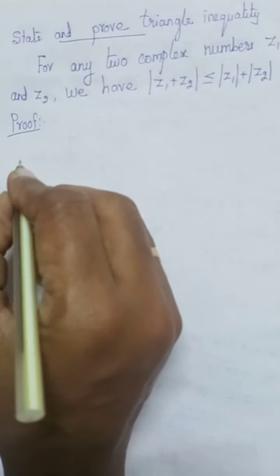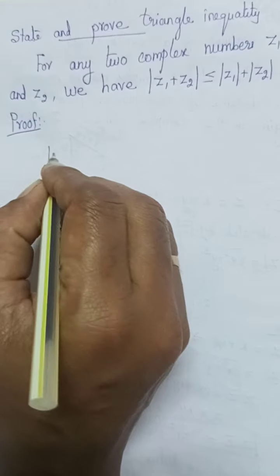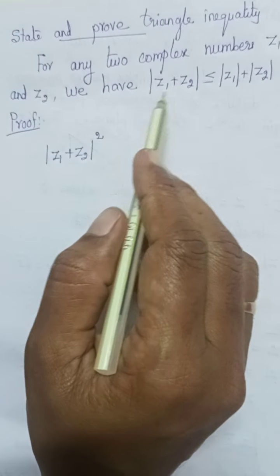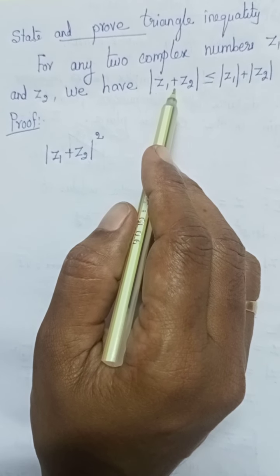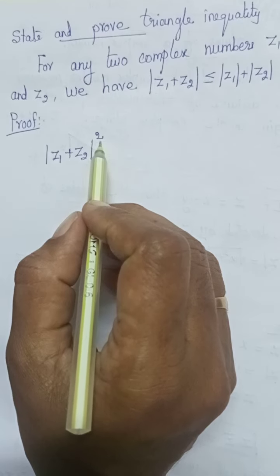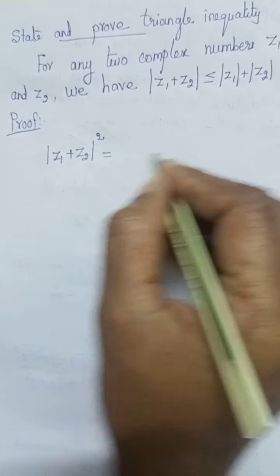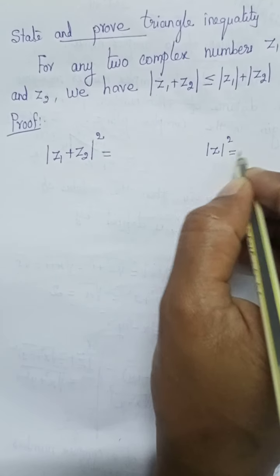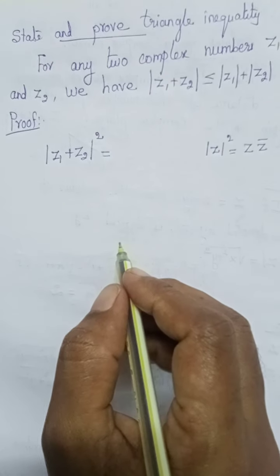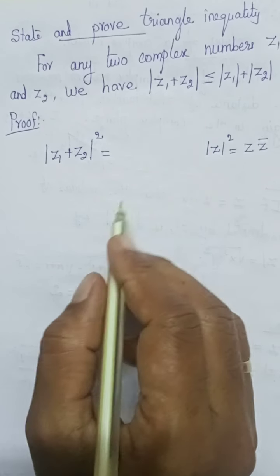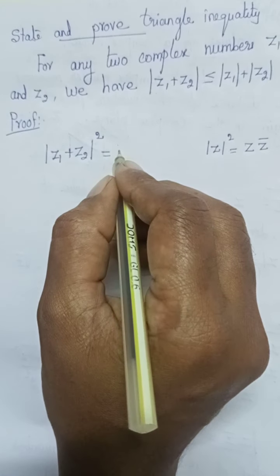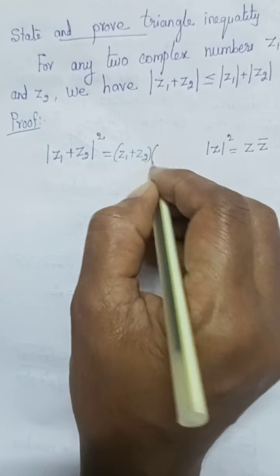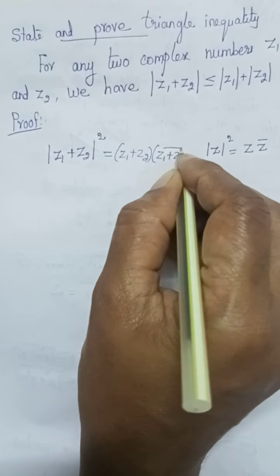Shall we prove it? In order to prove that, I am taking modulus of Z1 plus Z2, the whole square. The left-hand side is modulus Z1 plus Z2, and to prove that, I have taken the square. We have learned that modulus Z the whole square is Z into Z bar. So I am writing it as Z into Z bar, that is, Z1 plus Z2 into the whole bar of Z1 plus Z2.